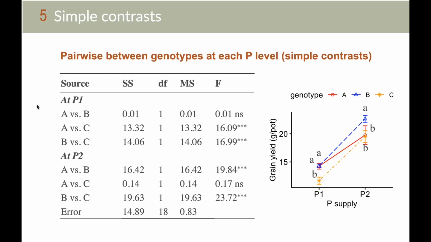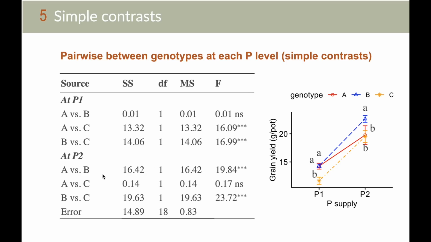So now we know there are significant effects of genotype on wheat grain at each phosphorus level, but we don't know how different the genotypes are. Therefore, we're going to analyze simple contrast. That means we're going to do pairwise comparisons between genotypes at each phosphorus level.